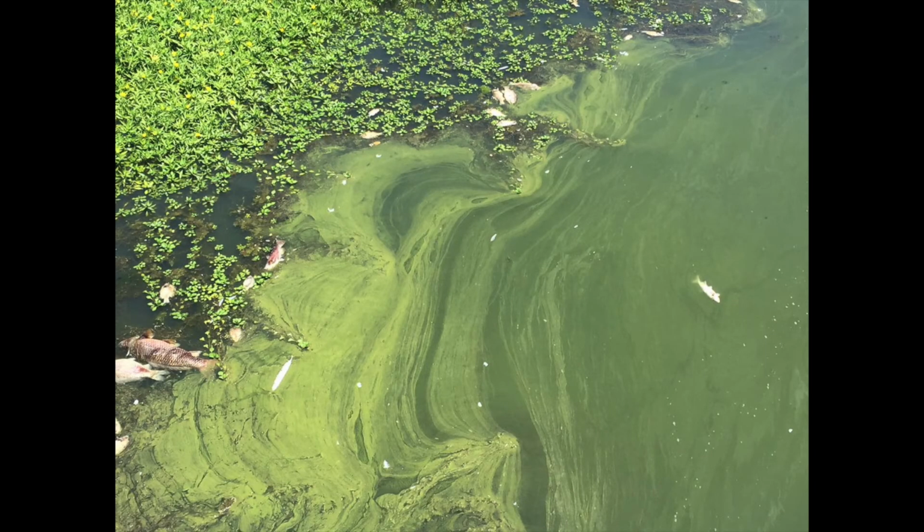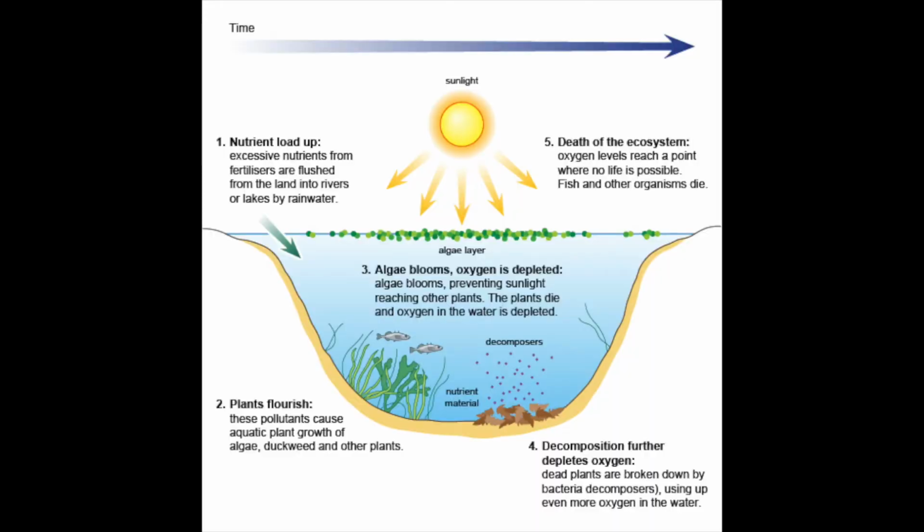When excess nitrogen and phosphorus, typically from fertilizer and manure, find their way into nearby bodies of water, they can cause a process called eutrophication. This is where those nutrients stimulate plant growth in the water, leading to an algal bloom, which creates a thick layer of algae on the surface of the water.